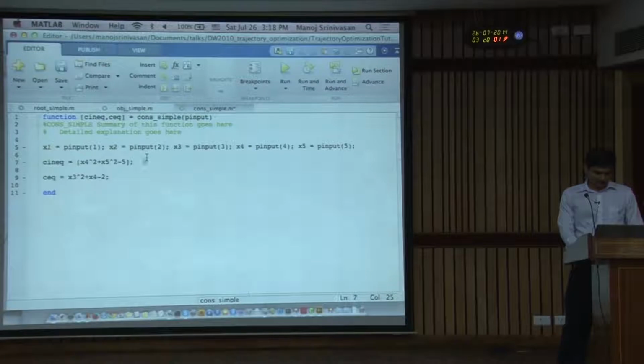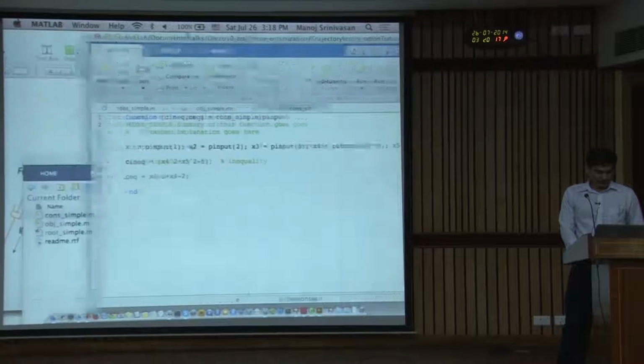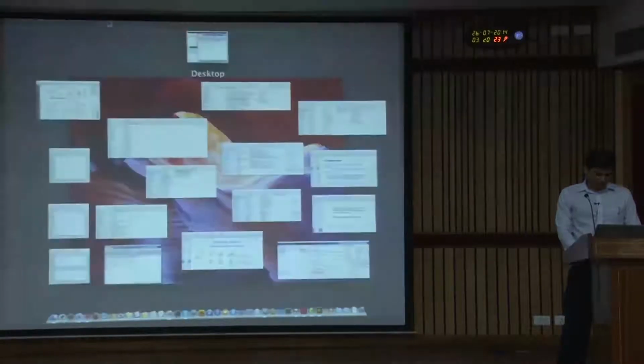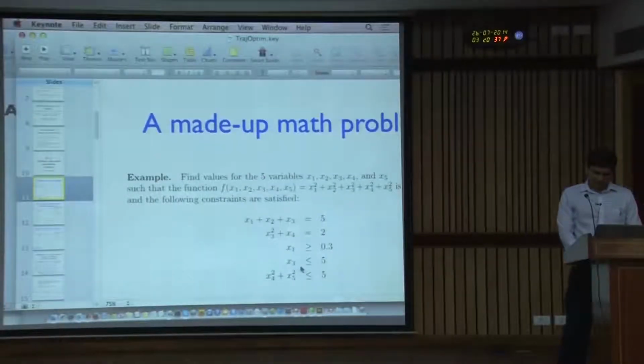And so let me just point to this thing. This is the inequality, right? And what was it? Is x4 square plus x5 square minus 5, and by default it is assumed that this thing is less than or equal to 0. Okay, and this is x3 square plus x4 minus 2 equal to 0. Let's go back to, right. So this is a transcription of these two, at least this inequality constraint and this function and so on.